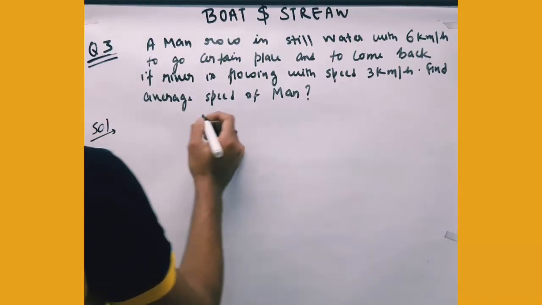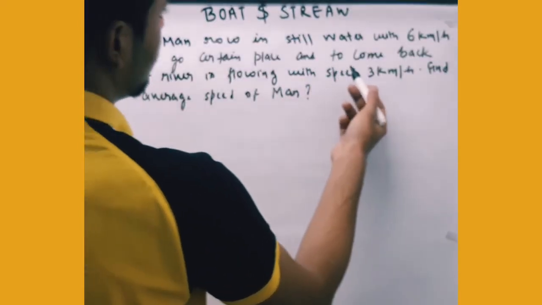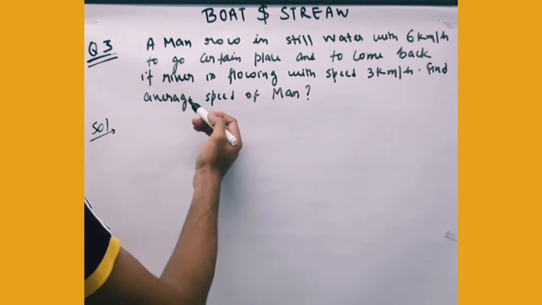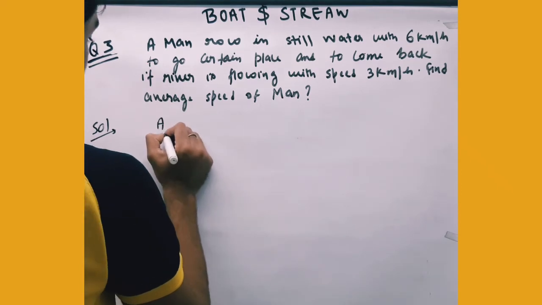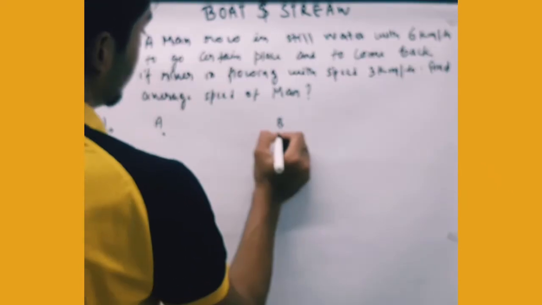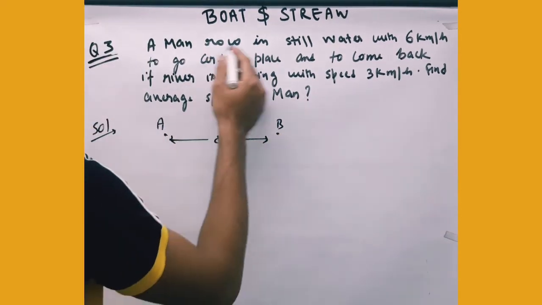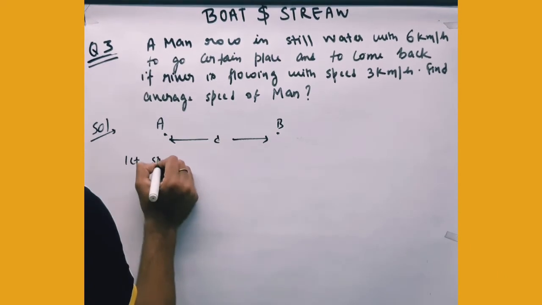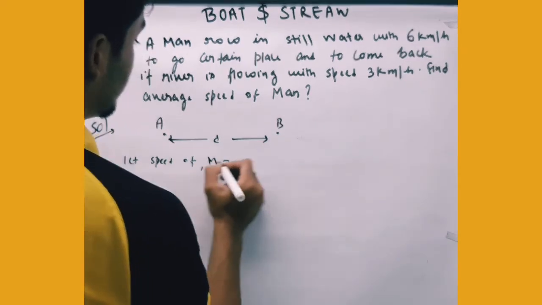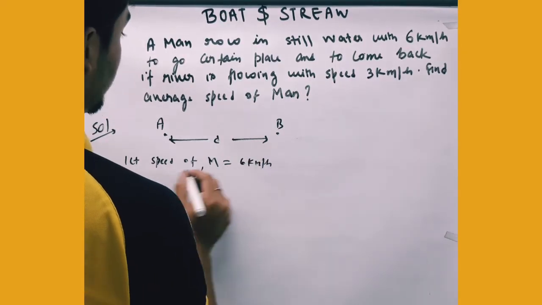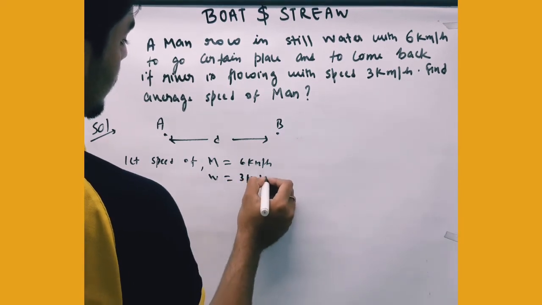Third type of question is: a man rows in still water with speed 6 km per hour to go to a certain place and to come back. If the river is flowing with speed 3 km per hour, find the average speed of the man. First, let the man be moving from place A to B, which is d distance apart. Now let the speed of man be m equal to 6 km per hour and the speed of stream is 3 km per hour, as given.